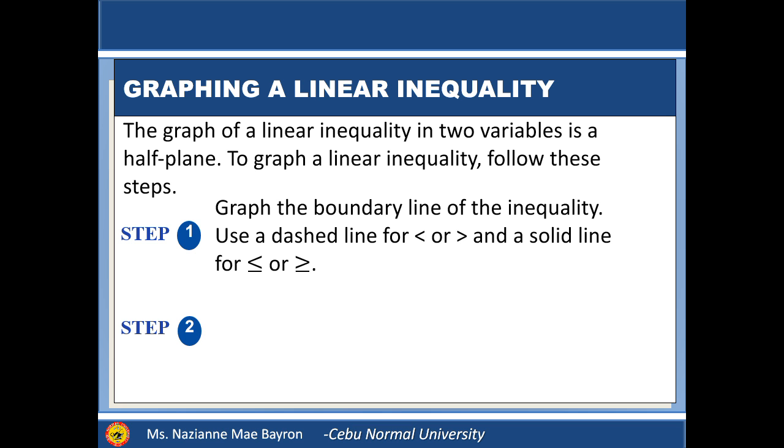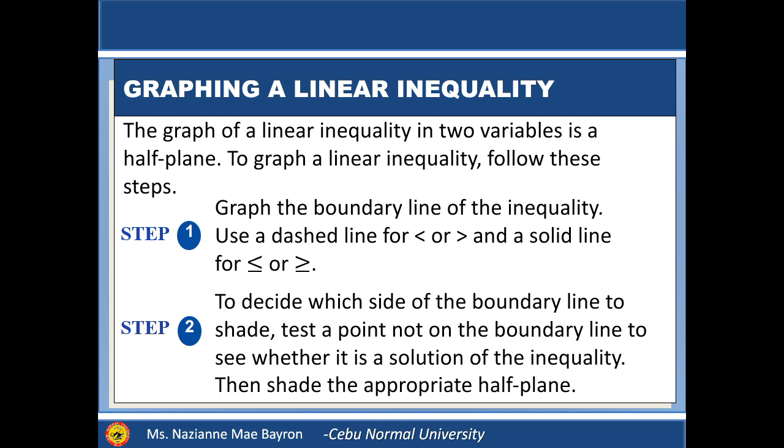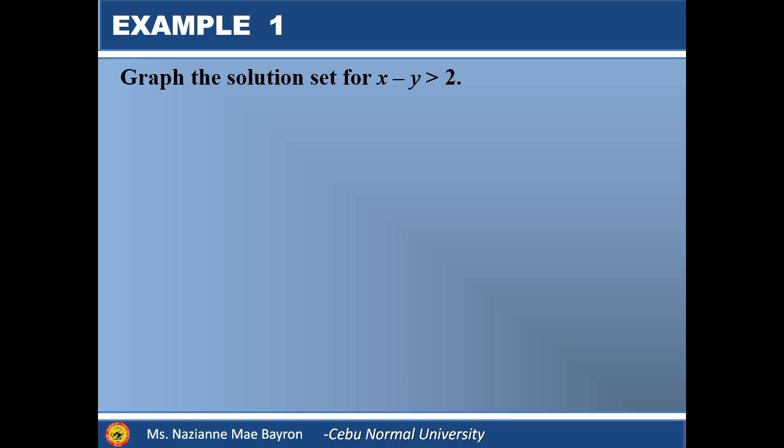Step 2. To decide which side of the boundary line to shade, test a point not on the boundary line to see whether it is a solution of the inequality. Then shade the appropriate half plane. Example. Graph the solution set for x minus y greater than 2. Graph the boundary line x minus y is equal to 2 as a dotted line.